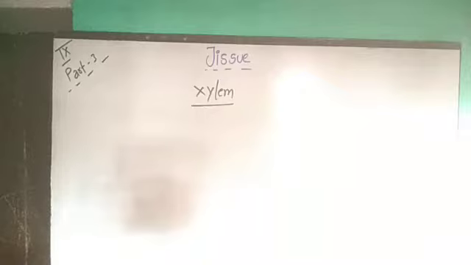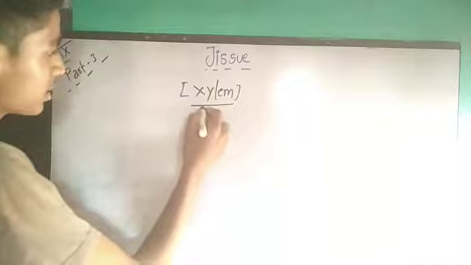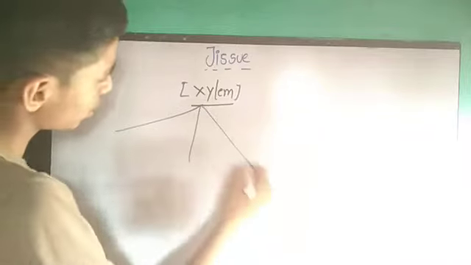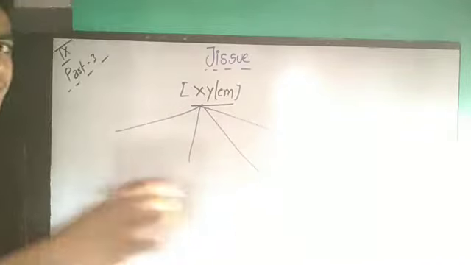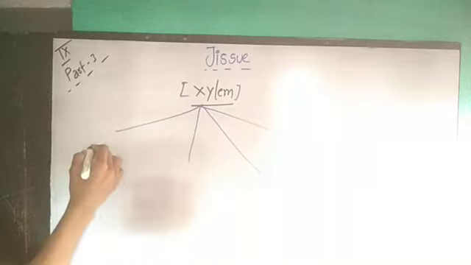Now we are going to see the elements or things which make this xylem tissue. Actually, xylem tissues are made from four different structures or elements. Now we are going to see the first one. First one is vessel.